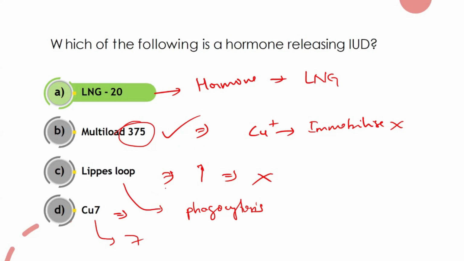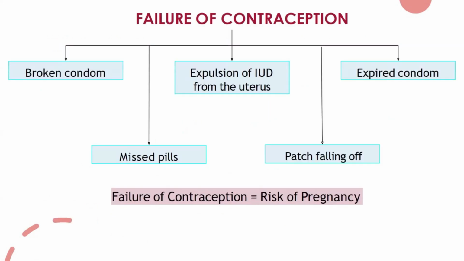Lippes Loop. It is just a device that triggers the immunity in the female reproductive tract so that all the immune cells will accumulate in the uterus and will kill the sperms, as the sperms are also foreign material. They are also foreign bodies. Okay.